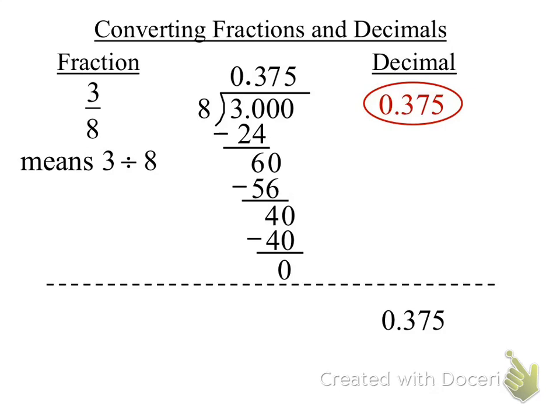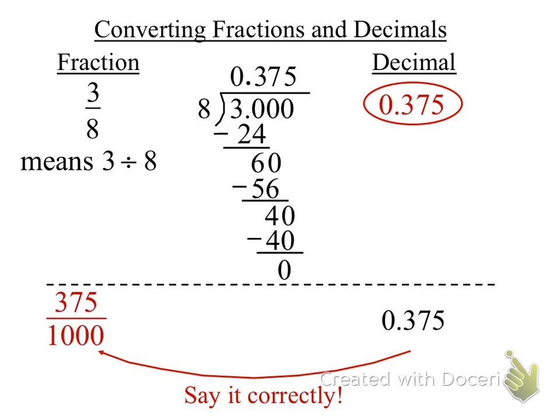375 thousandths. That means it goes over what? 1,000. So that's 375 over 1,000. If you can say it, you can write the fraction, 375 thousandths. Any decimal you can say, you can convert to a fraction. Now we just have to reduce it.